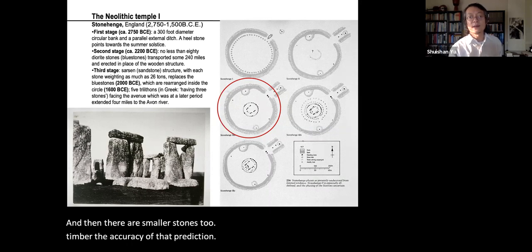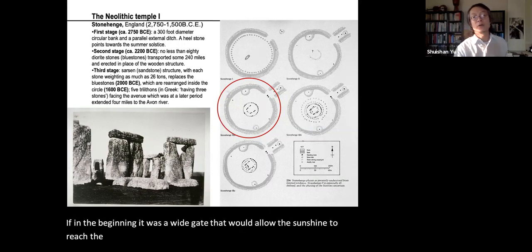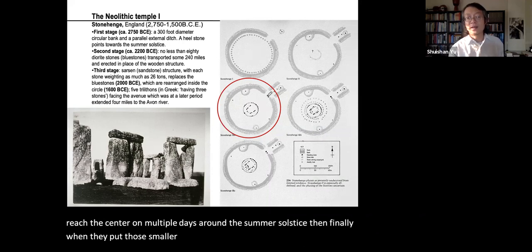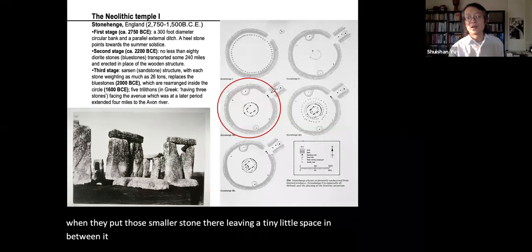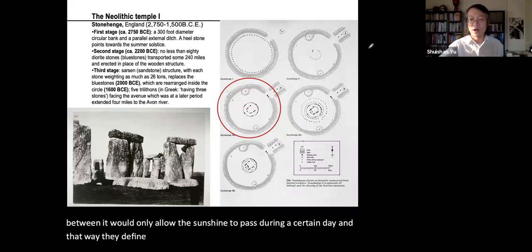If in the beginning it was a wide gate that would allow the sunshine to reach the center on multiple days around the summer solstice, then finally when they put those smaller stones there, leaving a tiny little space in between, it would only allow the sunshine to pass during a certain day. And that way they define the summer solstice more accurately. And it's that kind of architecture.